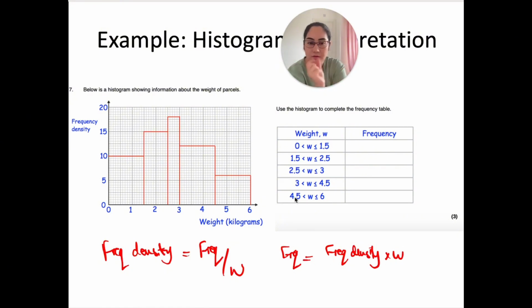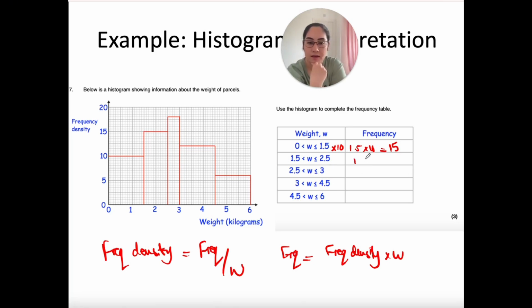So to find the frequency, we multiply the frequency density by the range of the weight for that particular category. For the first one, we get the frequency density from the histogram itself. The first one has a frequency density of 10, and we multiply that by the range of the first category. The range is 0 to 1.5, so it's 1.5. So 1.5 times 10 gives us 15. So 15 parcels had a weight between 0 and smaller or equal to 1.5.